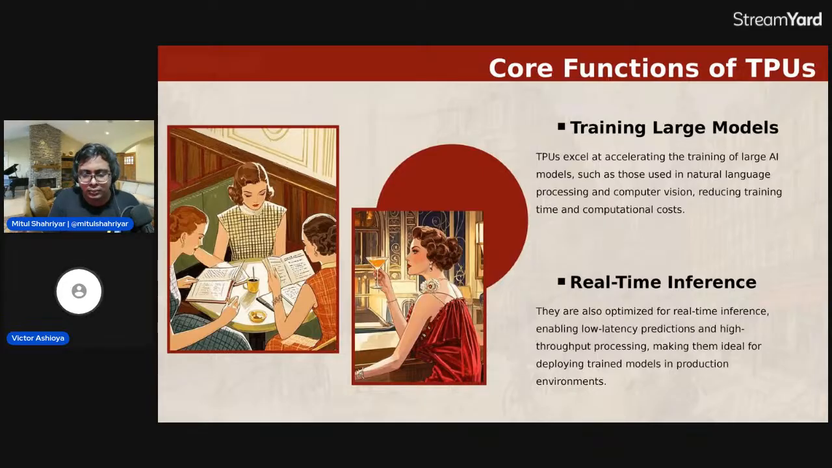Remember that high bandwidth memory we mentioned? It's part of the data center operations. The good thing about AI is there are a whole lot of fields there, like data center operations. There are people who are making that part, right? So making them ideal for deploying trained models in production environments. Yeah. So that's another benefit.